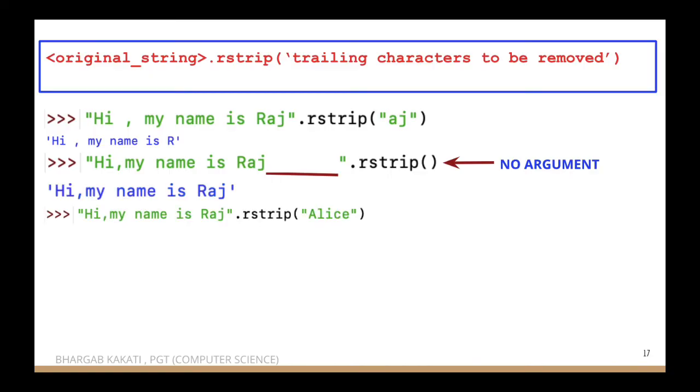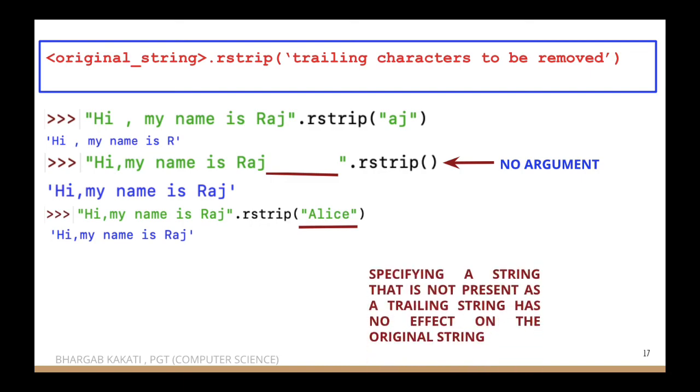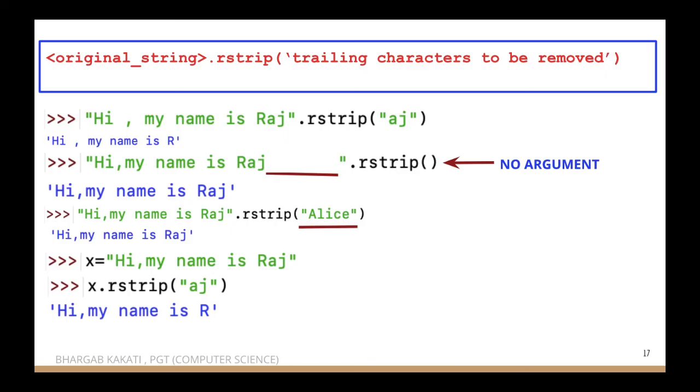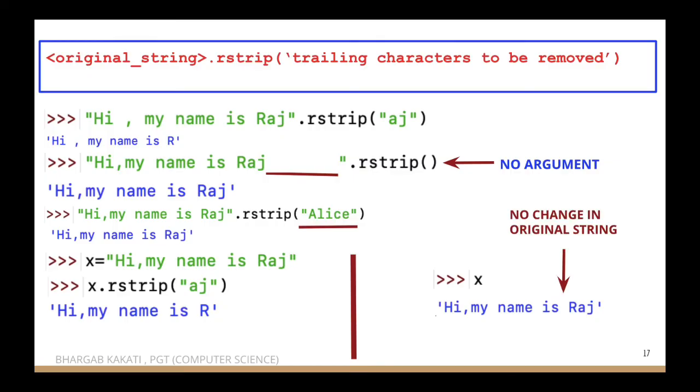If I write "my name is Raj".rstrip("Alice"), it's not present anywhere in the string, so it will return the original string itself. So specifying a string that is not present as a trailing string has no effect on the original string. Alright, then if I assign the string to a particular variable and then write x.rstrip("aj"), it will be displayed as "my name is R". Now if I try to display the original string, it will be displayed in full. There will be no stripping done here, because as already seen in the theory part, there won't be any change in the original string.